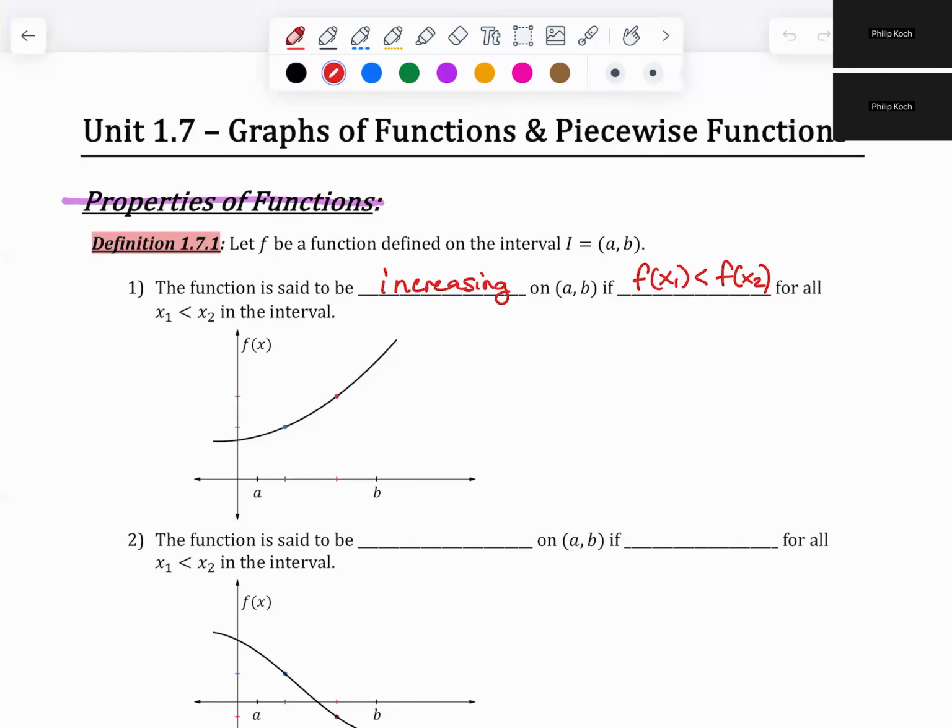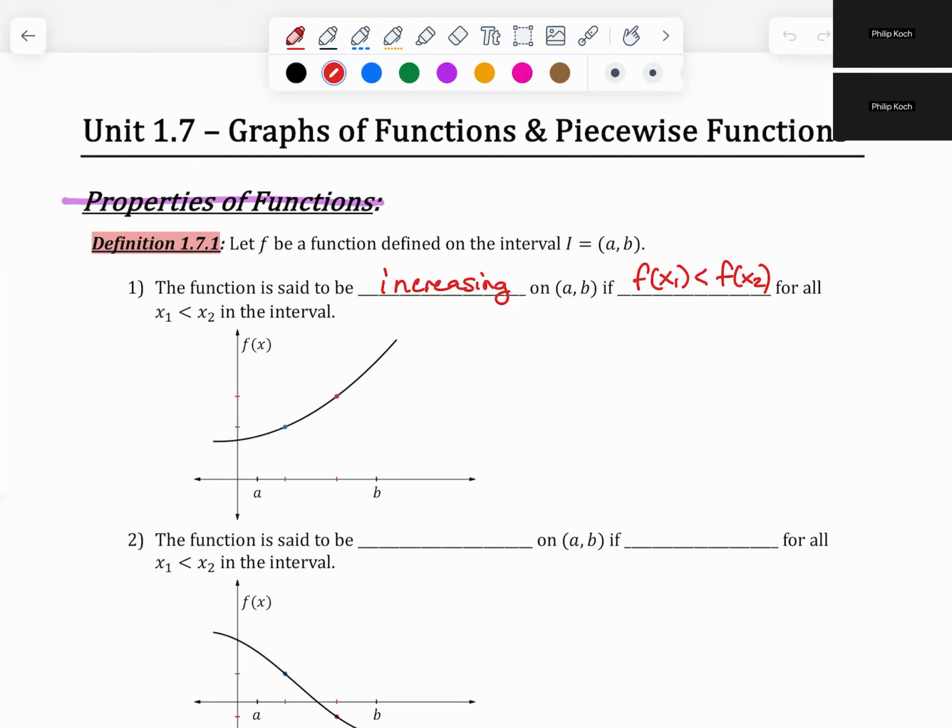So a function is said to be increasing on a comma b if f of x sub 1 is less than f of x sub 2 for all x sub 1 less than x sub 2 in the interval. So let's try and visualize that. So that's it in mathematics, but what does it mean visually?